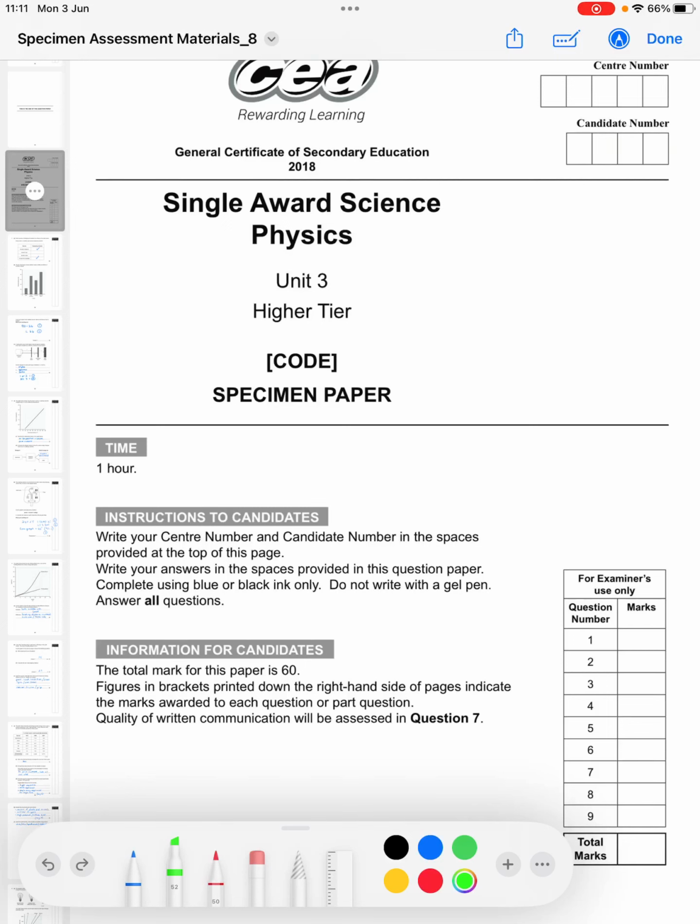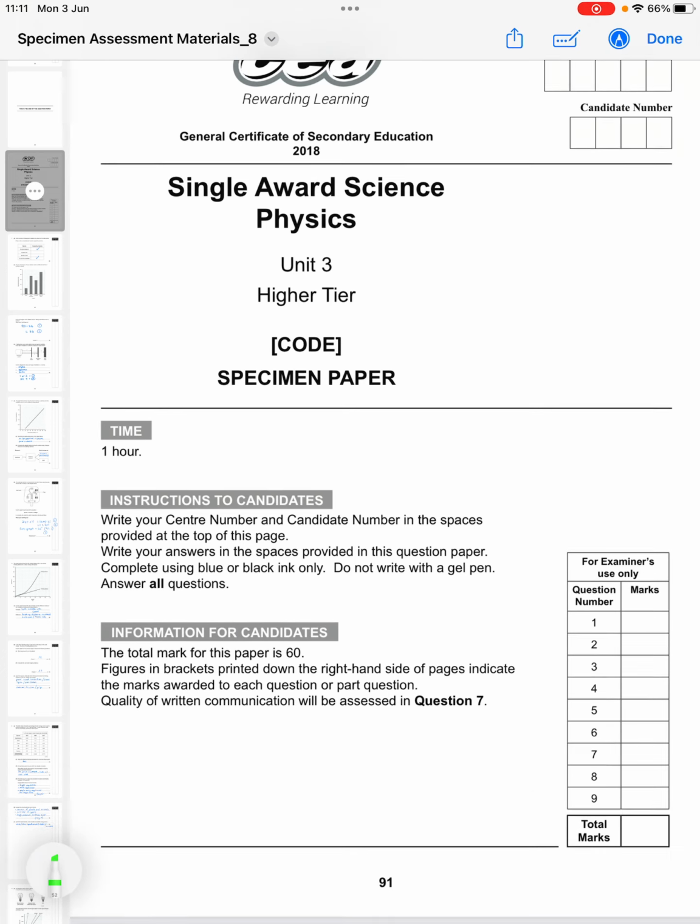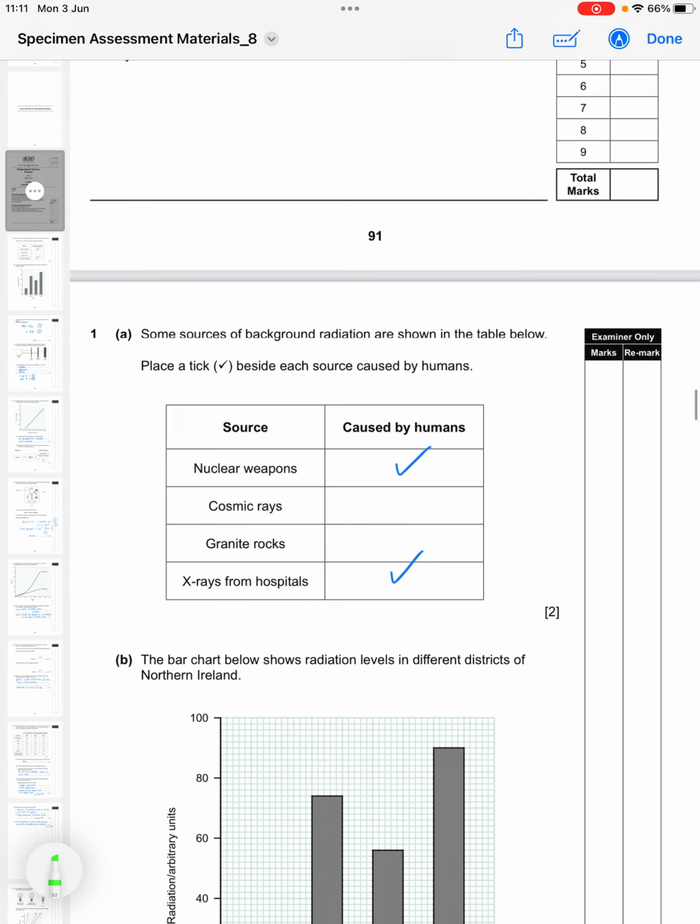So in this video, I'm going to look at the Single Award Science Physics paper. This is Unit 3, and this one's the higher tier paper of the specimen papers that CCEA produced. It's 1 hour long and 60 marks for the paper.